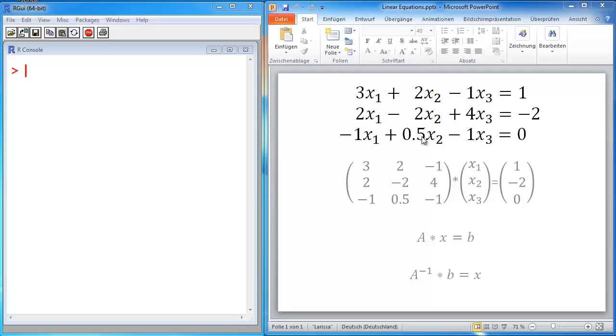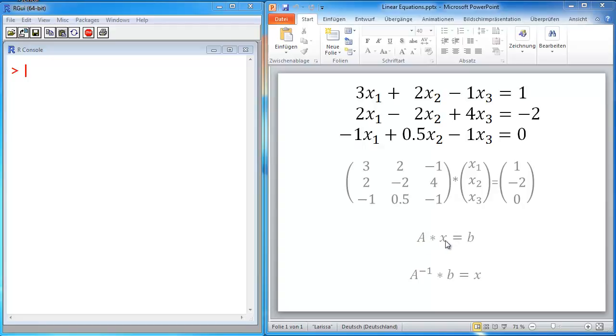The coefficients are in the matrix here. 3, 2, minus 1 is the first row, for example. And this is the x vector, x1, x2, x3, and this is the result vector here. And if you multiply it, 3 multiplied by x1 plus 2 multiplied by x2 plus minus 1 multiplied by x3, this gives 1. This is exactly the first line. And the same counts for the second line and the third line. This multiplied by this gives this, and this multiplied by this gives this. Third line.